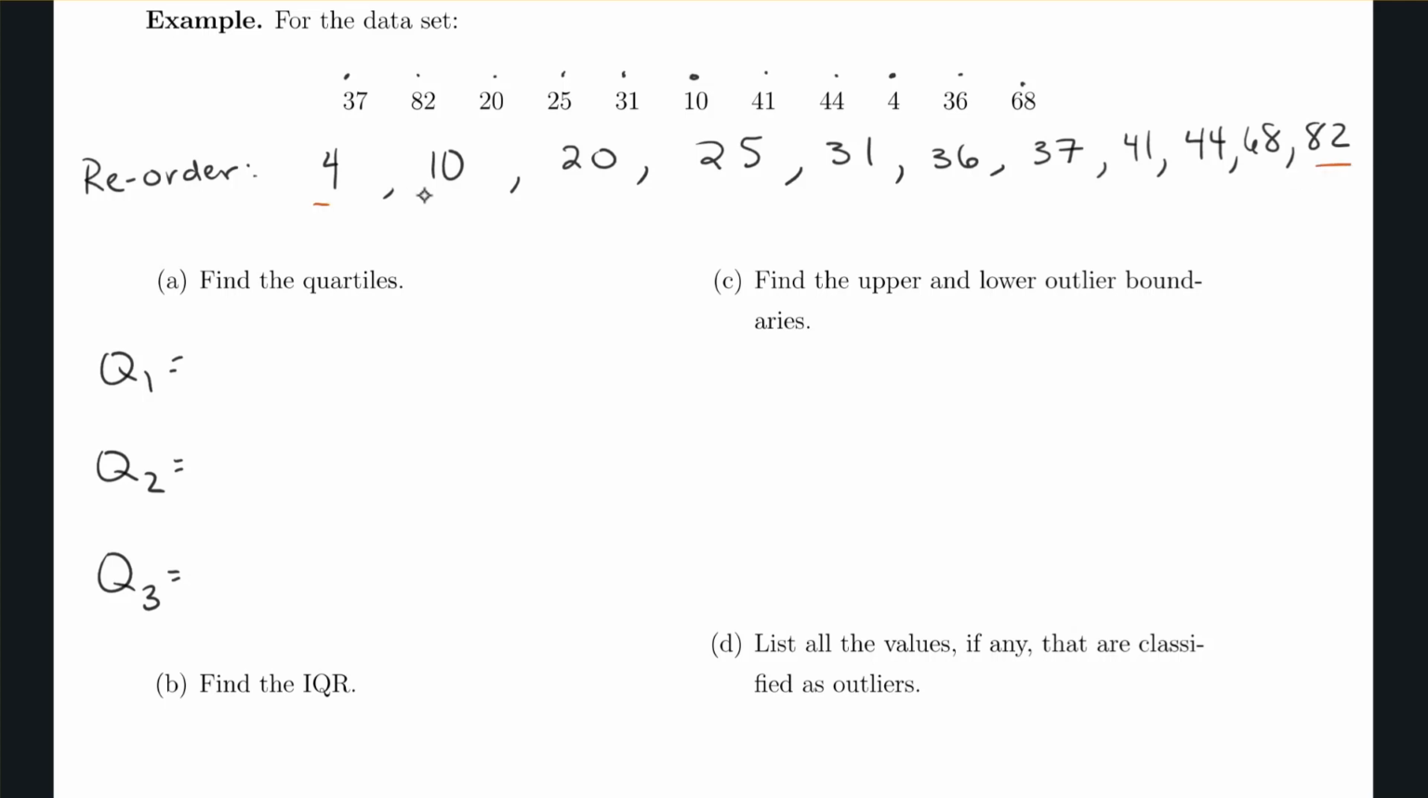Now to find the median, I just work my way towards the middle. Lowest, highest, second lowest, second highest, next lowest, next highest, and we continue. And we can see 36 is clearly the median. It's the exact middle value. So that is my Q2.